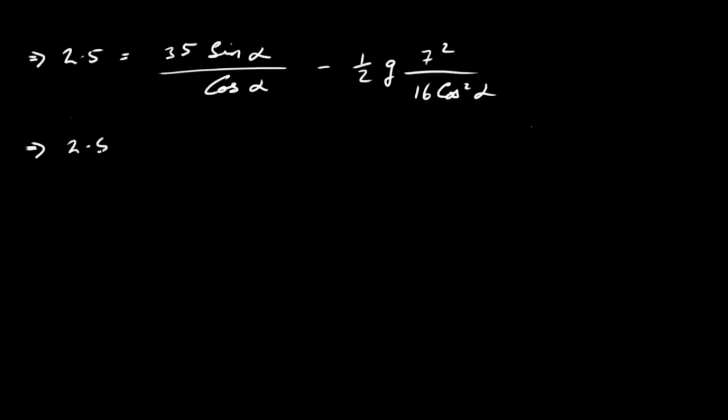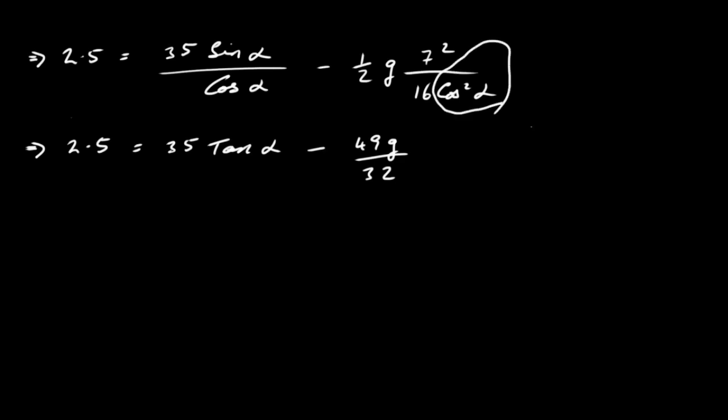Okay, so let's simplify this a little bit. We've got 2.5 is equal to 35, I'm going to call this tan alpha. And out here I've got 49g on the top, so it's minus 49g, and then on the bottom I've got 2 times 16, which is 32, and what's left is this here.